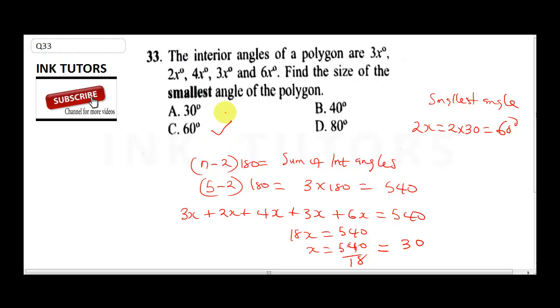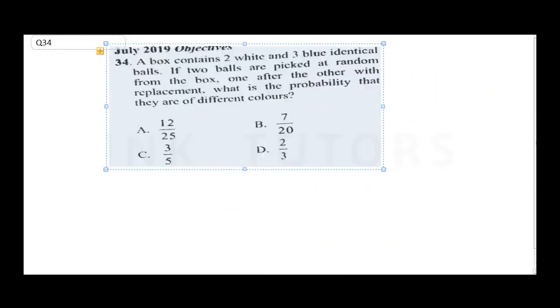So question 34. It says a box contains 2 white balls and 3 blue identical balls. If 2 balls are picked at random from the box, one after the other, with replacement, what is the probability that they are of different colors? You need to note that here they were picked with replacement, unlike when you pick and you don't return.